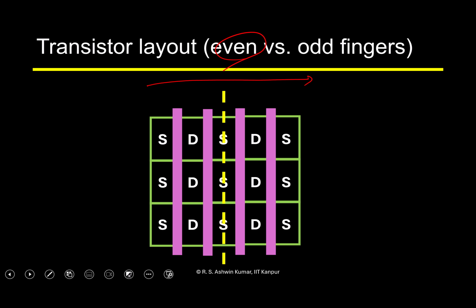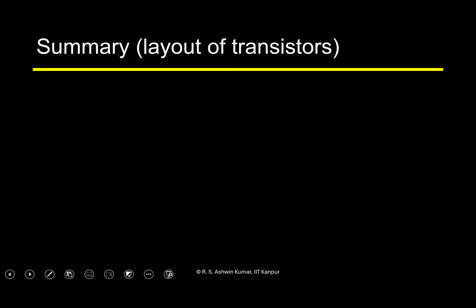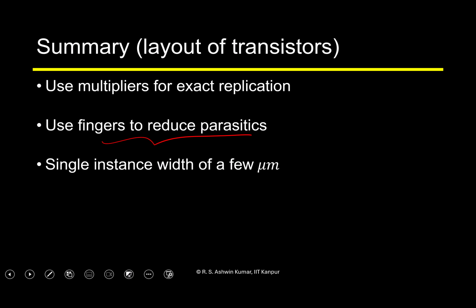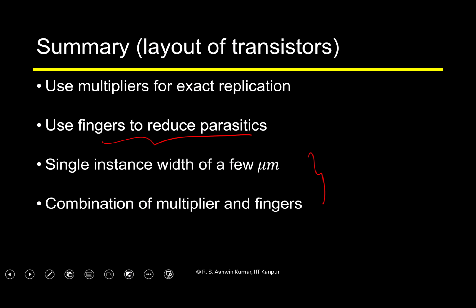And again, this is not really strict. If possible, we try to use an even number of fingers, but if not, for example, if your total width is 9 micro, you can't do anything, you have to probably use 3 by 3. So again, to summarize, for transistors, same principles: use multipliers for exact replication. But in transistors, we can also share junctions to save area and reduce parasitics, and that's basically called fingers. And in practice, you don't use a single instance with a really large width. Use, let us say, a micrometer or so, and then have a combination of fingers and multipliers to get the final desired width.